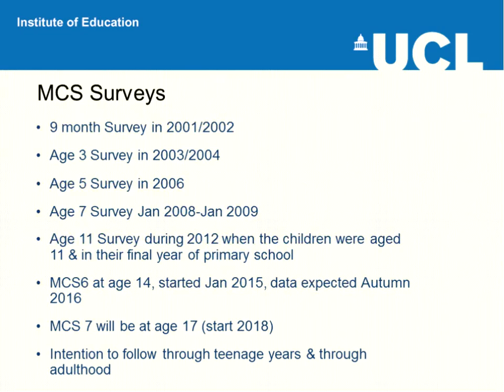So now, presently, sweep 6 is at age 14, 15 is in the field, and these data will be expected next autumn. So data collection is expected to go on until kind of spring 2016 and deposited by the end of 2016. And recently the consultation for sweep 7 has begun, which will be an age 17 sweep starting in 2018.